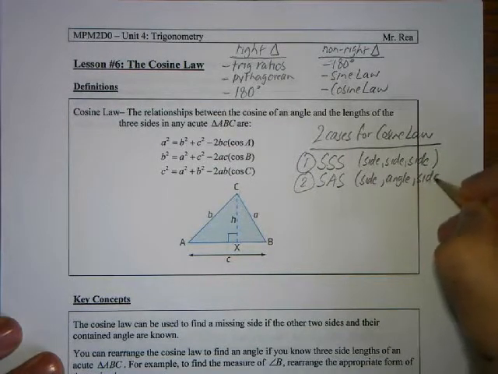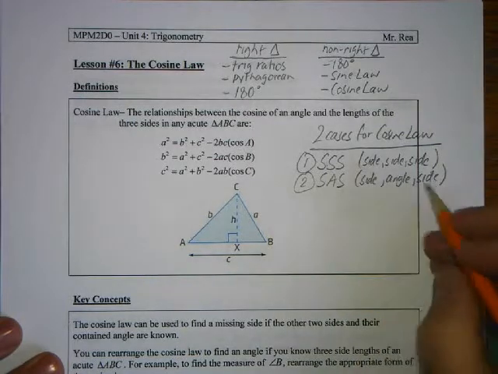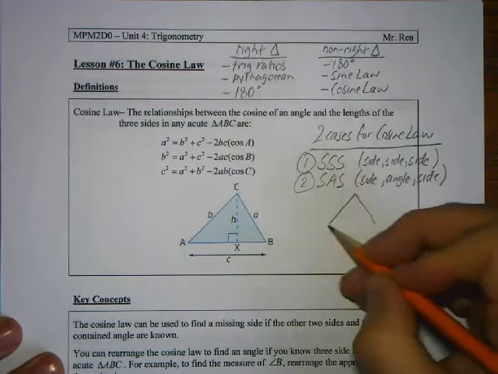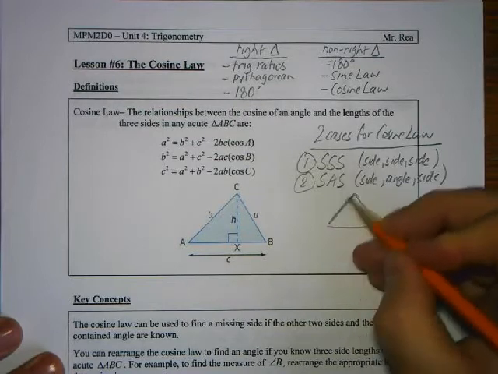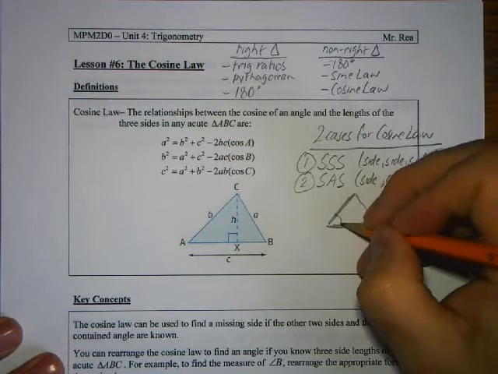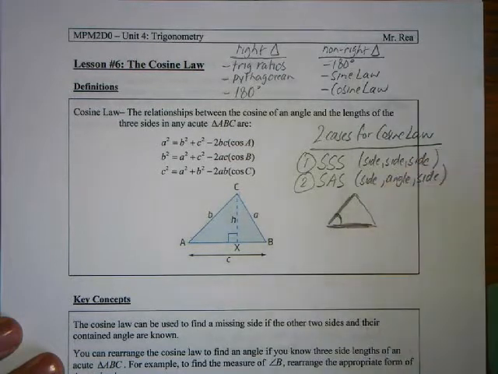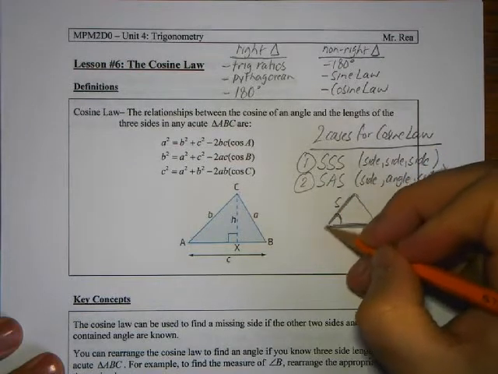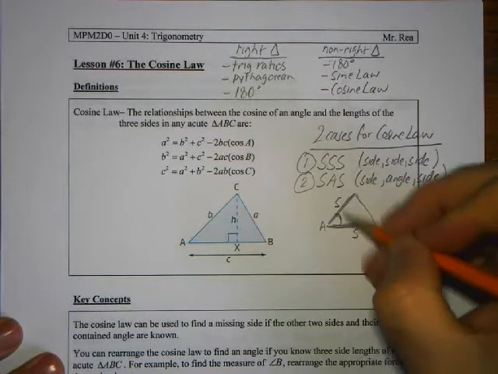Now, it's not just this, it's in a specific order. So here's your triangle. If you knew this side and this side length, and you knew the angle in between them. So that's the side, angle, side that kind of goes around the triangle. There's the side, there's the angle, there's the side.